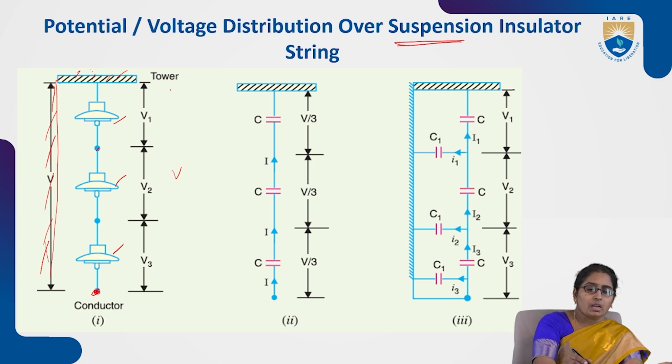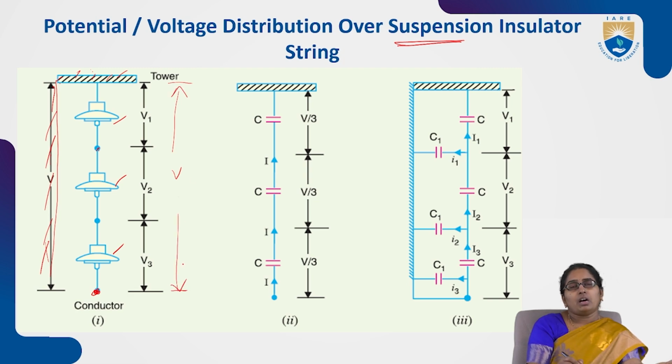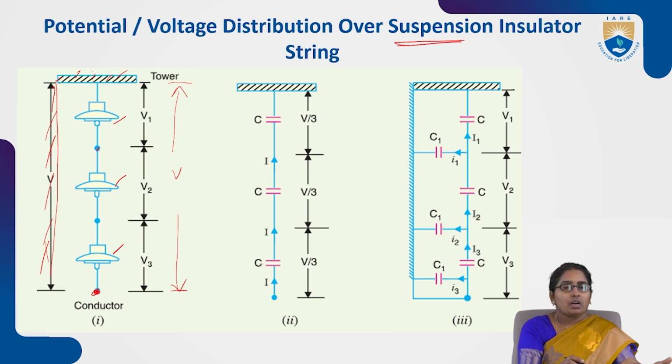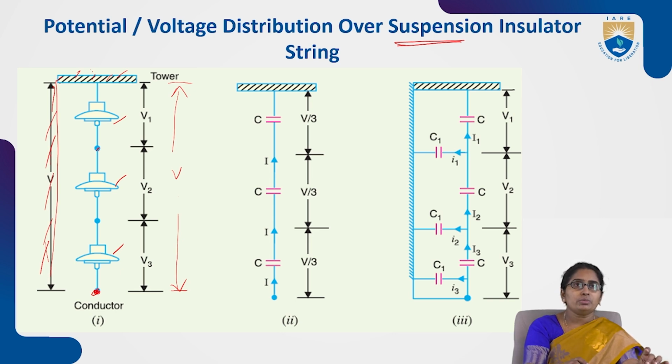Let us say V is the applied voltage of the system, so the voltage appears across the total string. Because there are three discs joined by metal links, the total operating voltage V is divided into three parts: V1, V2, V3.